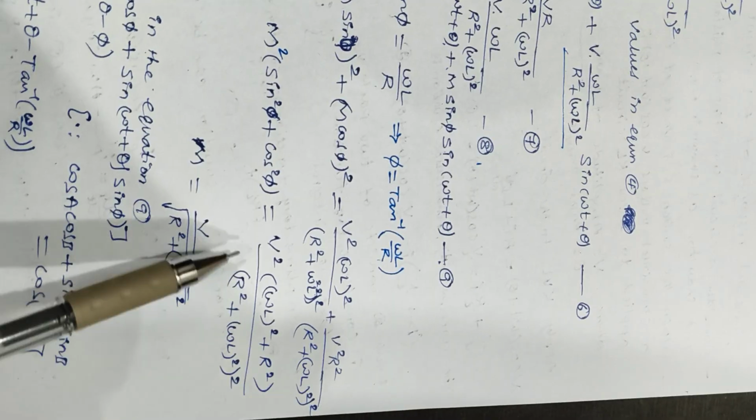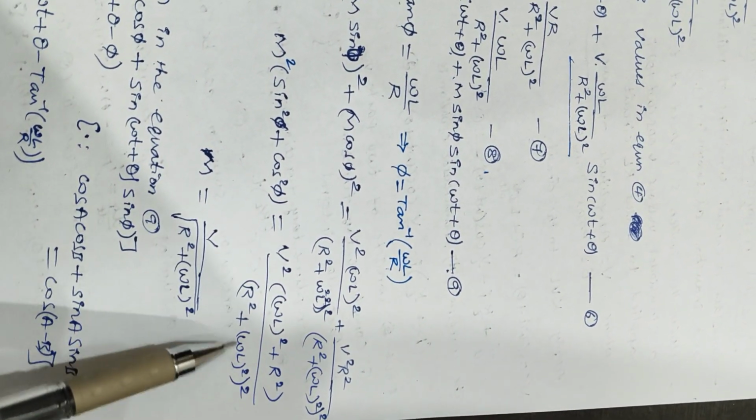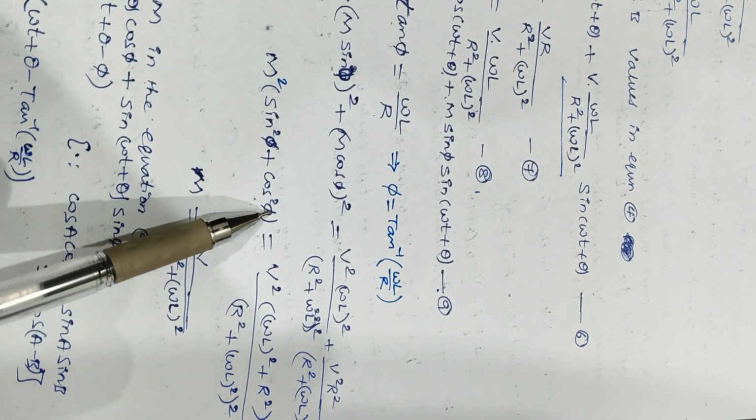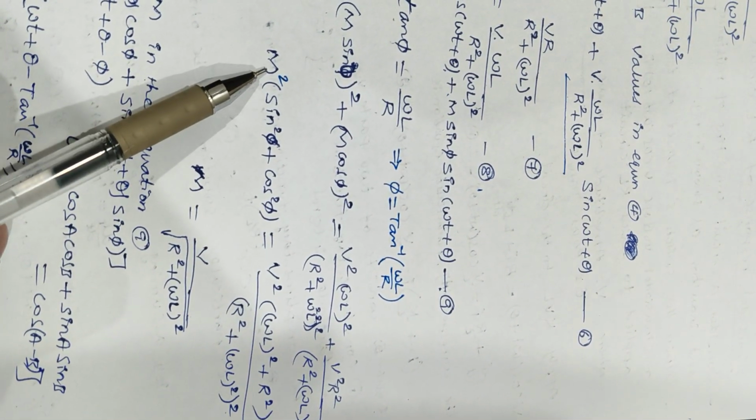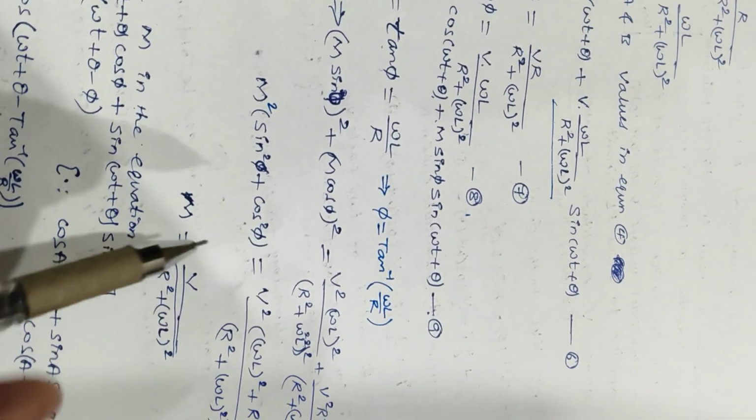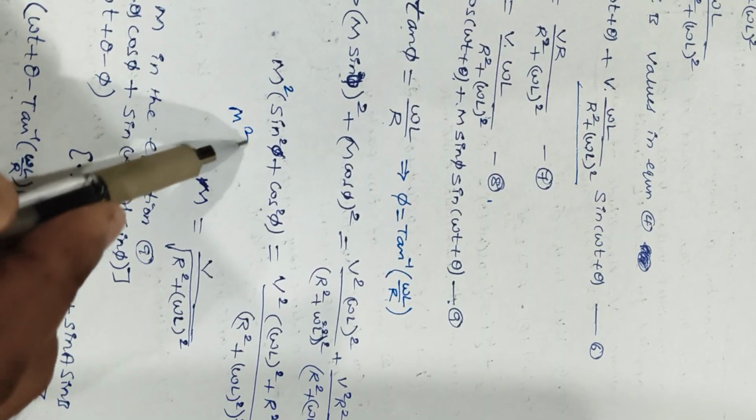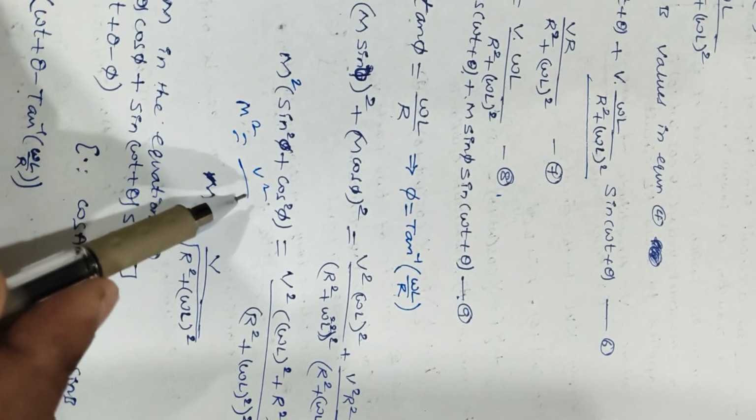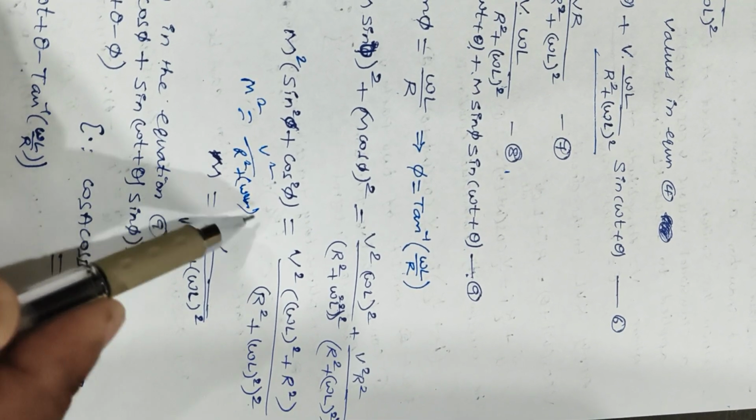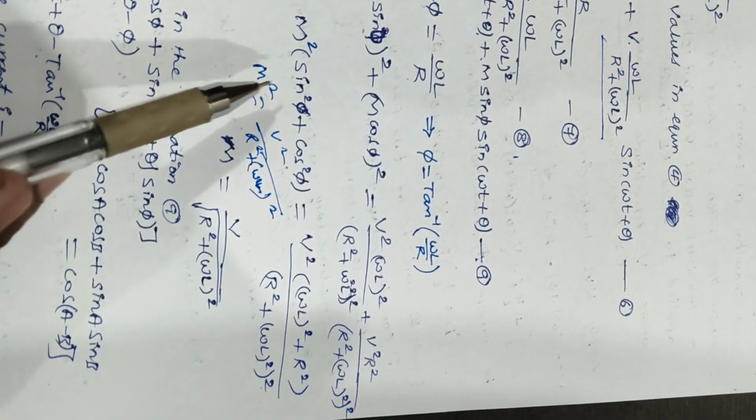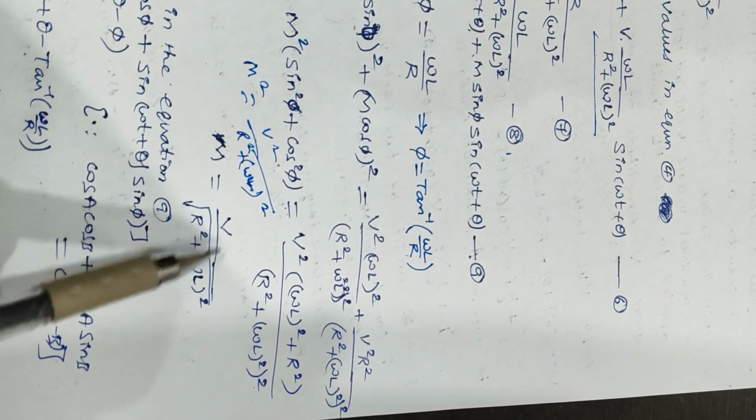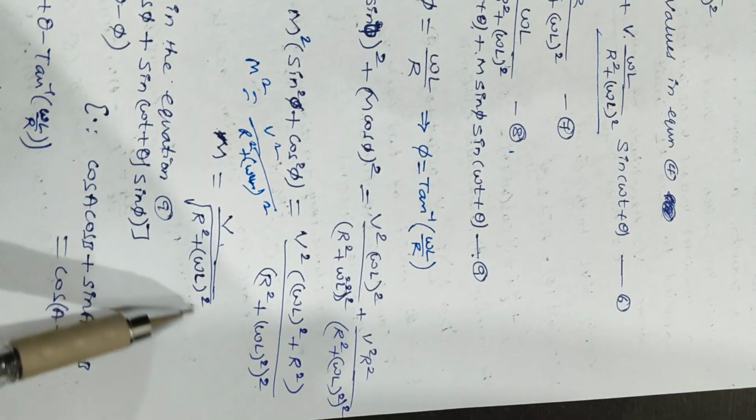So one term will get cancelled: V square by R square plus omega L square is equal to m square. Sin square plus cos square phi is equal to 1. So only on the left side you have m square. Here you will get m square is equal to V square by R square plus omega L square. If you want only m, I'll take this square to the other side, it will become square root. Square root of m square is nothing but V by under root of R square plus omega L square.